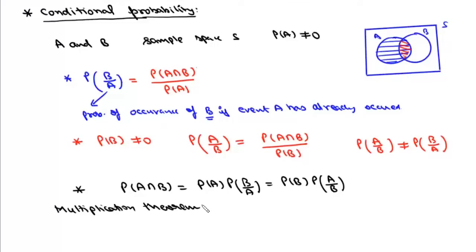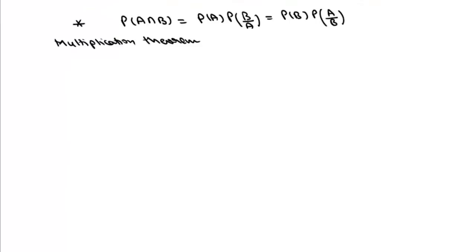Now at this point you must be wondering, this A upon B or B upon A, it looks complicated, and why are we going to use it to calculate A intersection B? But once you know this conditional probability, you'll know that at times it is pretty easy to find conditional probability rather than calculating intersection of events. So what I'll do is I'll take a very simple case.